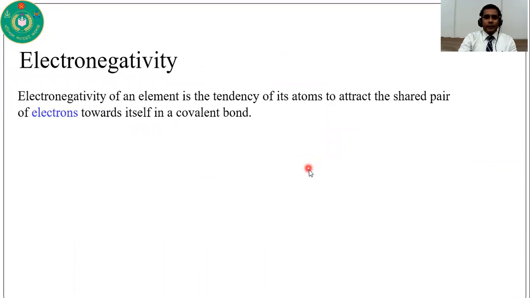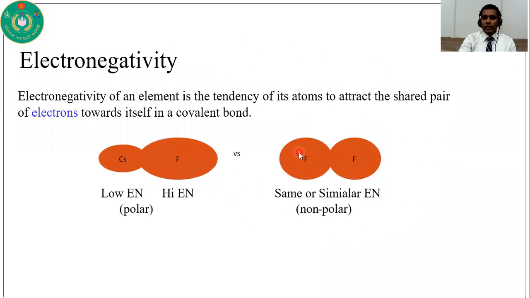Now, electronegativity. Electronegativity of an element is the tendency of its atom to attract the shared pair of electrons towards itself in a covalent bond. Here you can see that cesium has low electronegativity, and fluorine has high electronegativity. That's why fluorine pulls the bonded electrons towards it. That's why it is partially negative and cesium becomes partially positive. So electronegativity results in the polarity of the molecule.